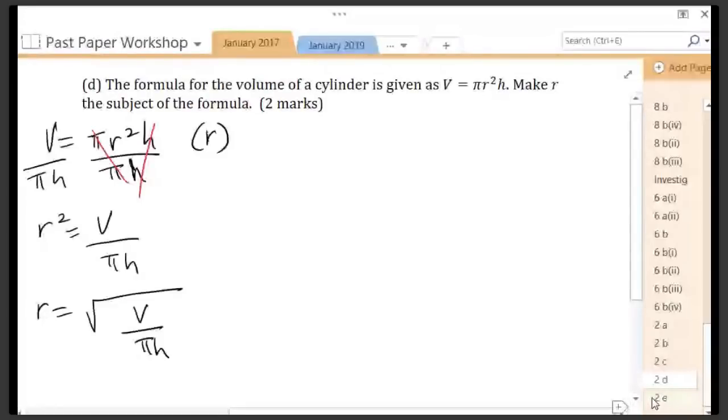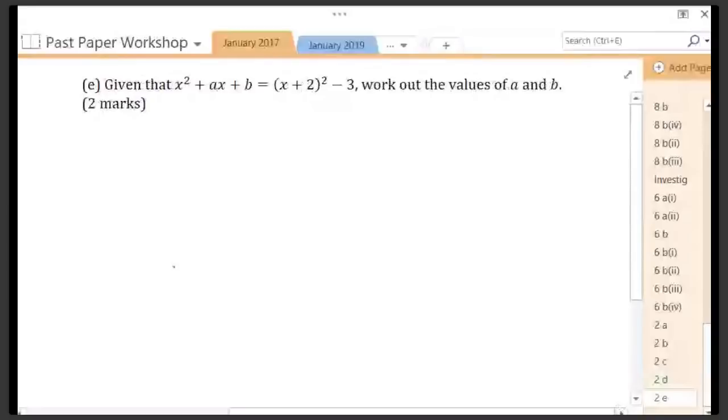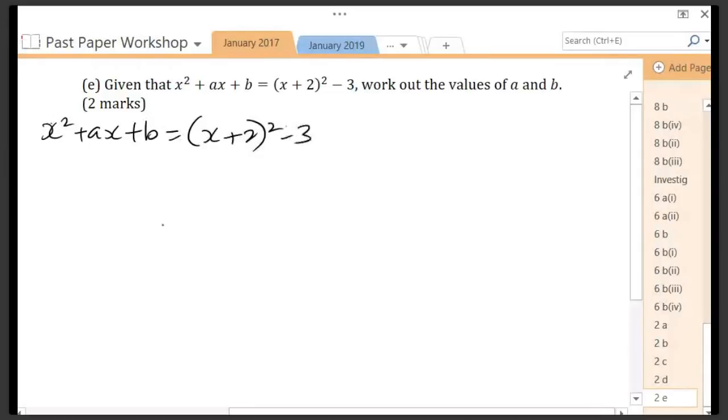So now they gave us here that, given that x squared plus ax plus b is equal to x plus 2 all squared minus 3, work out the values of a and b for 2 marks. So I'll write this here: x squared plus ax plus b is equal to x plus 2 squared minus 3.